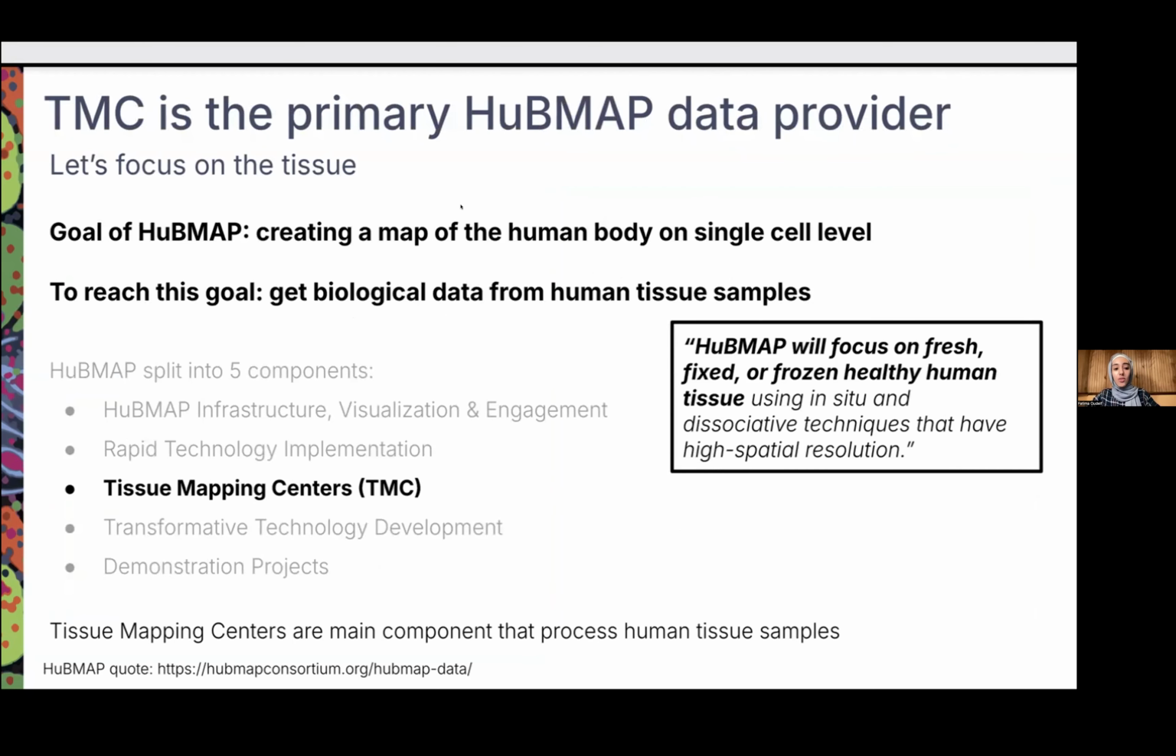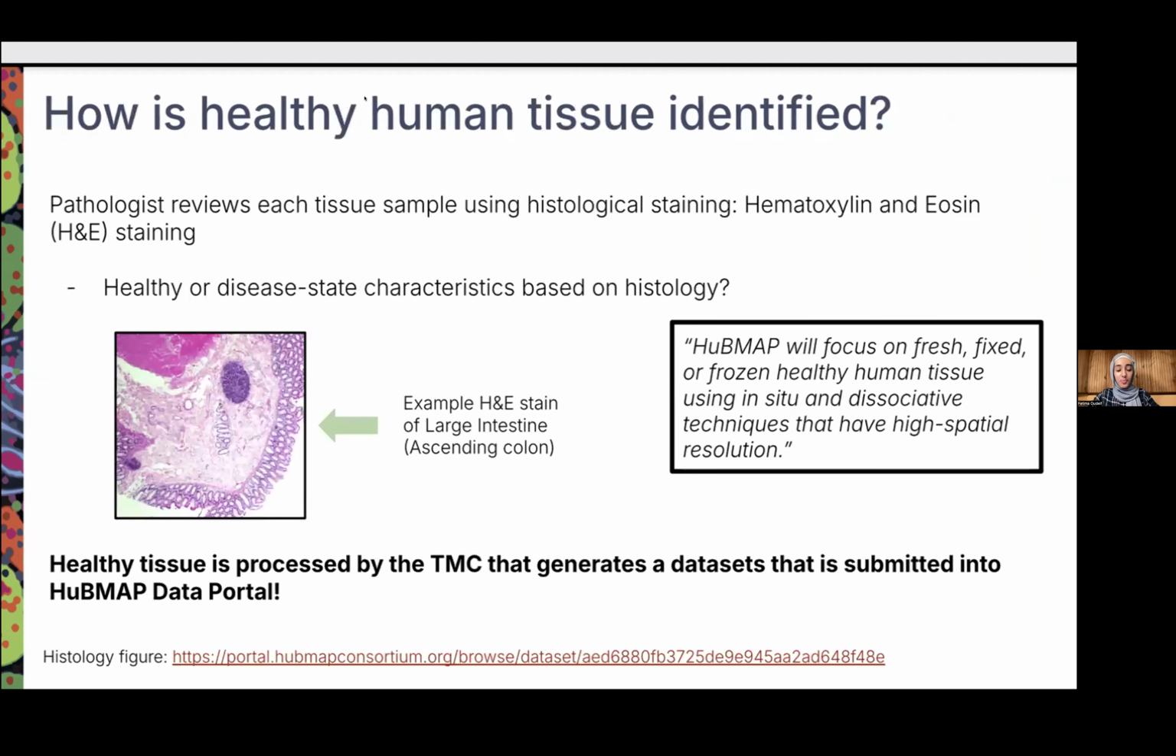So, in essence, the goal of HuBMAP is to create a map of the human body on the single cell level. To reach this goal, we need to get biological data from human tissue samples. The primary component of HuBMAP that works on getting biological data from human tissue samples and processing it is the tissue mapping centers at HuBMAP. And I want to emphasize that HuBMAP wants to collect healthy human tissue, and that will be important in a second. How is that healthy human tissue identified?